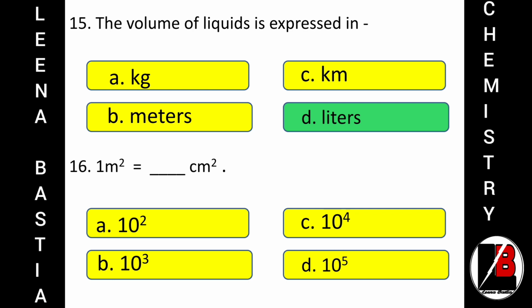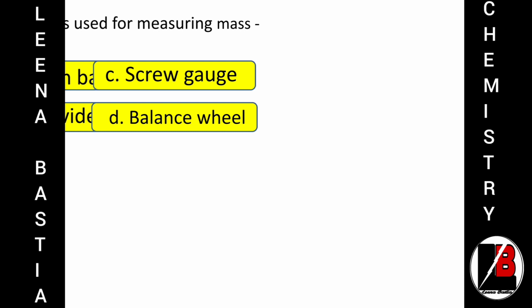Children, you all know 1 meter equal to 100 centimeter, that is 10 to the power 2. Now it is asking for the square. Just double the power, so 10 to the power 2 becomes, what will it be? Yes, you must have guessed it right. That is 10 to the power 4 centimeter square. Correct. Now let us move on to the next question.